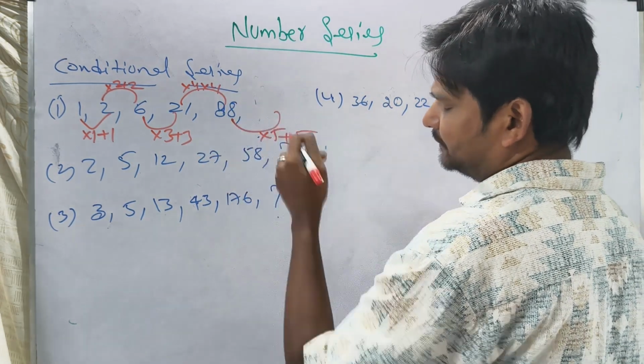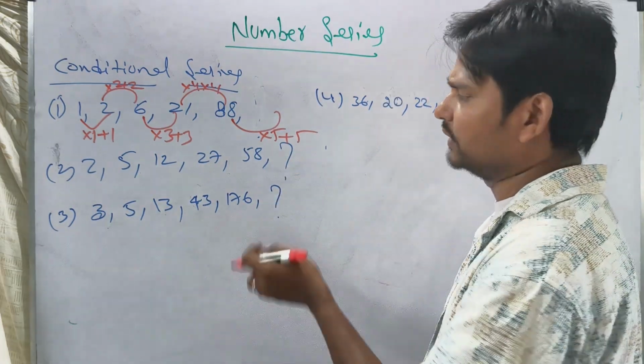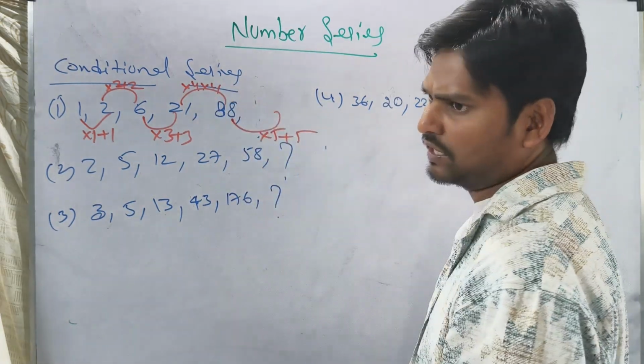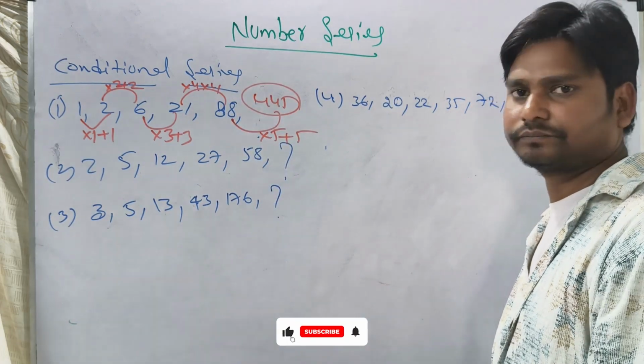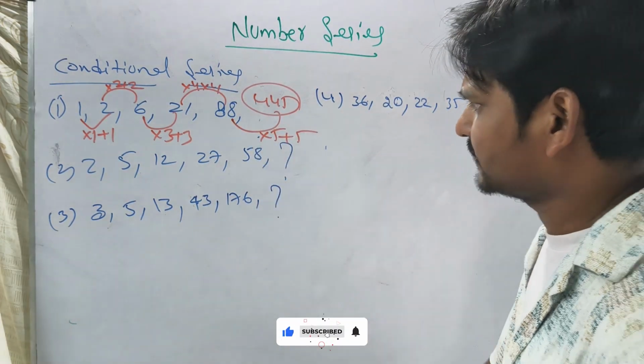5 into 80. As I told you, split and merge method. So 400. 5 8s are 40. 440 plus 5, 445, your answer. Clear? Now see the second example.